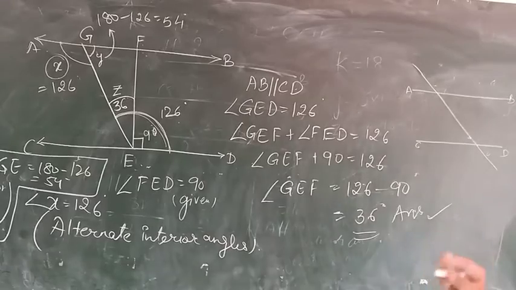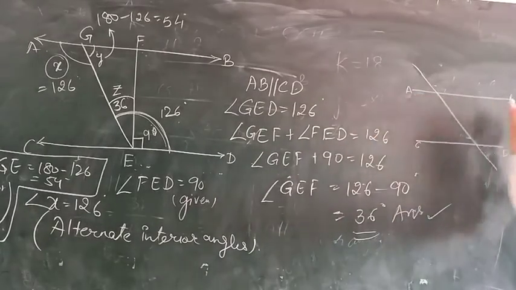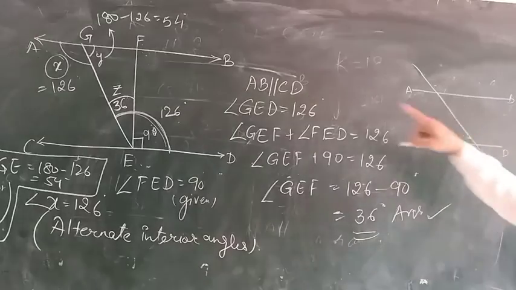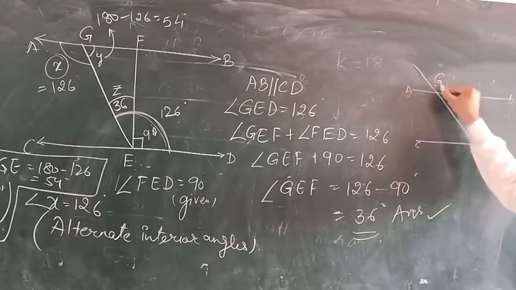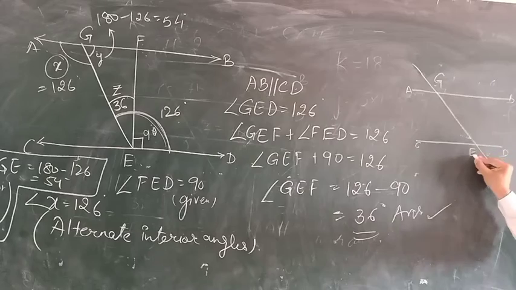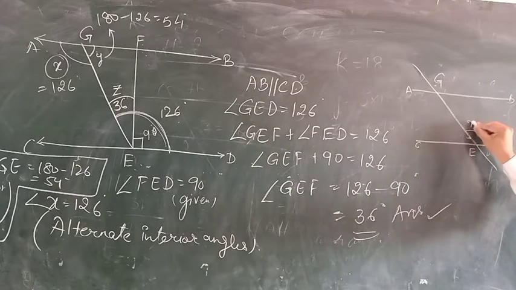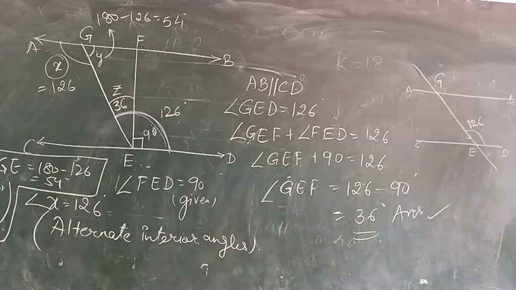The question is the same, beta. I am just explaining this question again. So this is A, this is B, this is C, this is D. Let's say this point is G, and this point is E. Now let's say this angle is equal to 126. This is given in the question, that this angle is equal to 126 degrees.